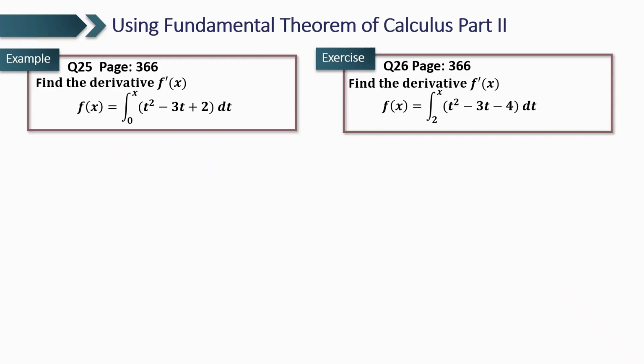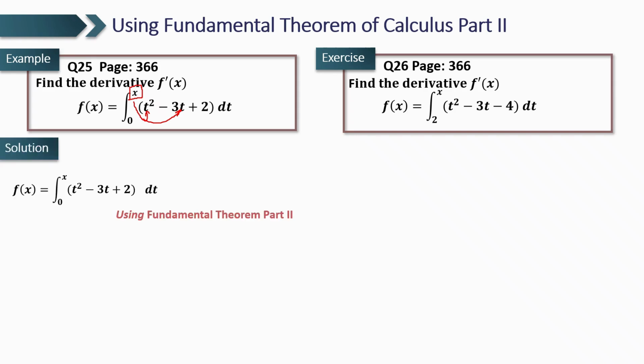Please pause the video and try to solve these questions. Let me see how many of you are able to solve it. If you look over here, what is the upper limit? Exactly, it is x. So just replace your function variable t with x. So what will be the answer? Exactly, x squared minus 3x plus 2.